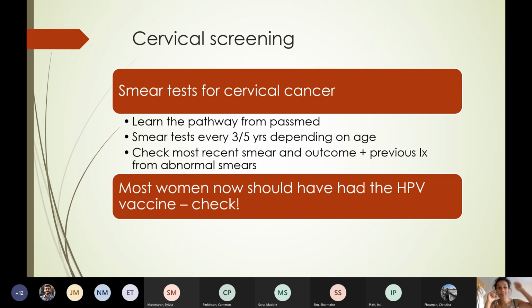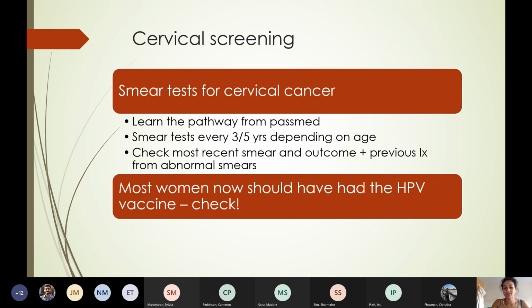So you want to check that they get smear tests for cervical cancer, and there is a solid pathway that you just memorize. PassMed's really good at testing you for it. I think like 50% of the gynae questions in PassMed are just them testing this pathway. And they get it every 3 to 5 years based on their age. You want to check basically when was their most recent smear, what was the outcome, and even if that one was normal, you need to check, have there ever been any smears where you had to go and have colposcopy or a proper gynecologist look at it?